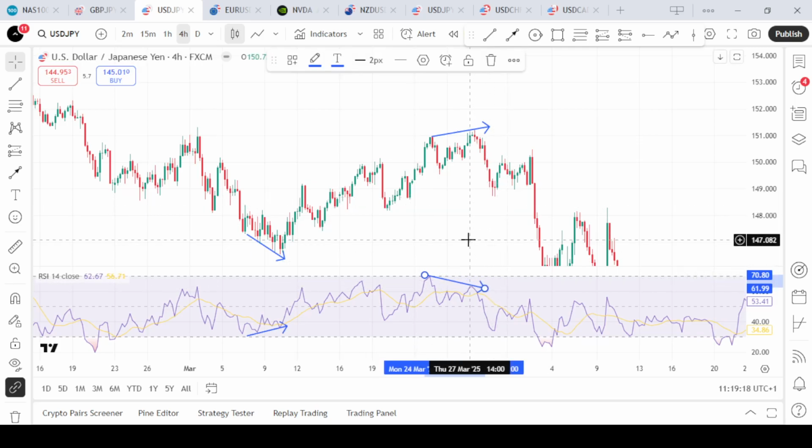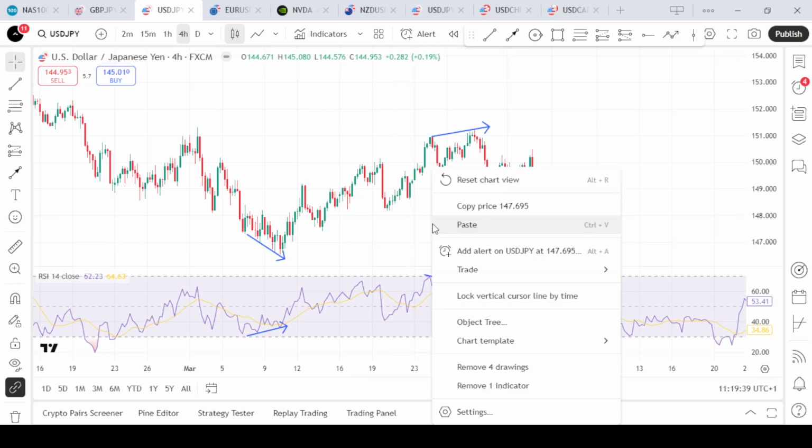Another RSI signal is a failed swing. This pattern involves the RSI breaking its own support and resistance level. So how do we implement the use of the RSI for swing trading? To implement the RSI, it requires a systematic approach.